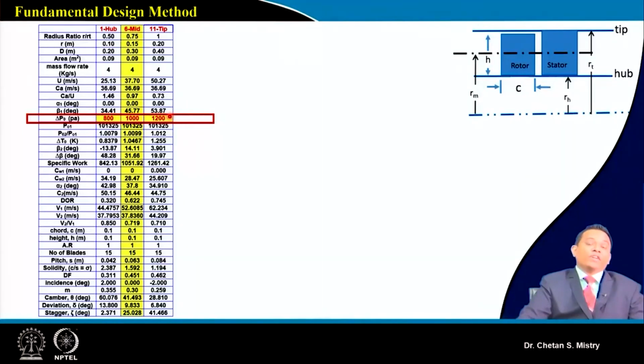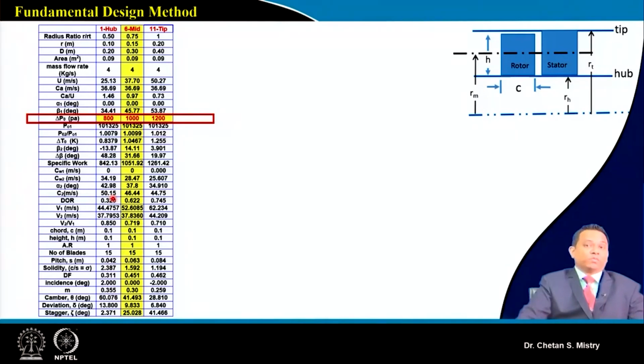And if you recall, when we did our calculation for free vortex at mid station, we calculated C_w2 into R2 at mid station, and that gave us some constant, from which we calculated our tangential velocity component, or whirl component. Here in this case we are doing our calculation based on delta P0. Based on this delta P0 we calculate C_w2, beta 2 and all those numbers.